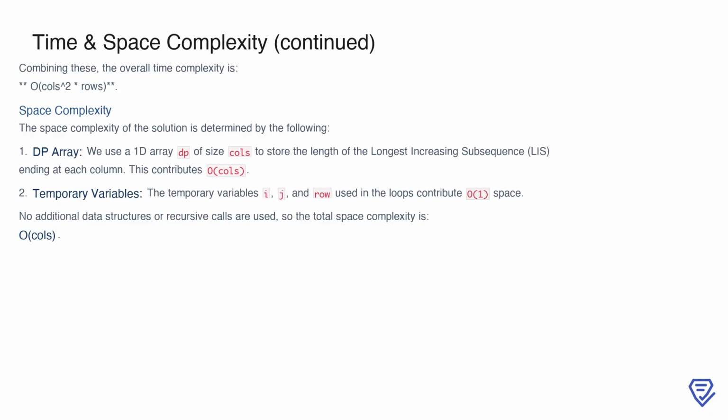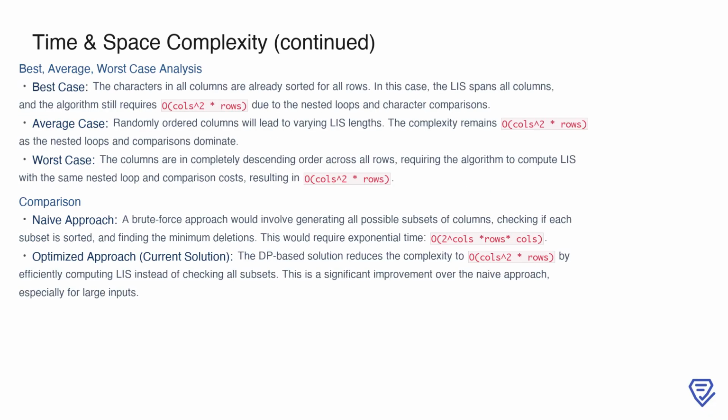Now, for space complexity, the primary contributor is the dynamic programming array, or dp, which is a 1D array of size cols. This array stores the length of the longest increasing subsequence, LIS, ending at each column, contributing O(cols) to space usage. Additionally, we use a few temporary variables such as i, j, and row for the loops, which only require constant space, O(1). Since no other data structures or recursive calls are involved, the total space complexity of this solution is simply O(cols).